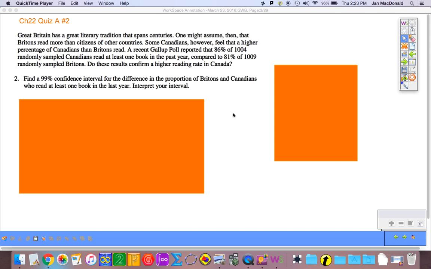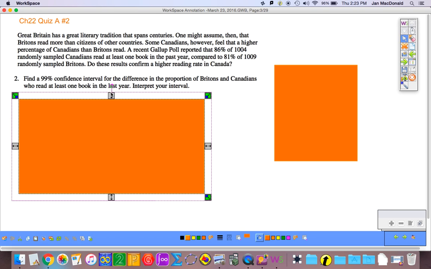Do these results confirm a higher reading rate in Canada? Find a 99% confidence interval for the difference in the proportion of Britons and Canadians who read at least one book in the last year. Interpret your interval. So what do we know so far?